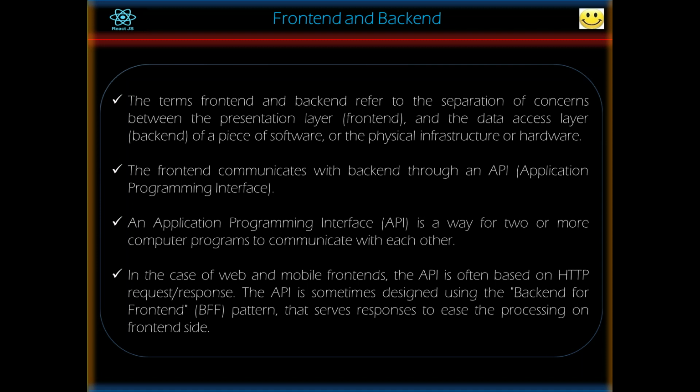The front end communicates with the back end through the application programming interface. An application programming interface is a way for two or more computer programs to communicate with each other. In the case of web or mobile frontends, the API is often based on HTTP request or response. The API is sometimes designed using the backend for frontend pattern that serves responses to ease the processing on the front-end side.